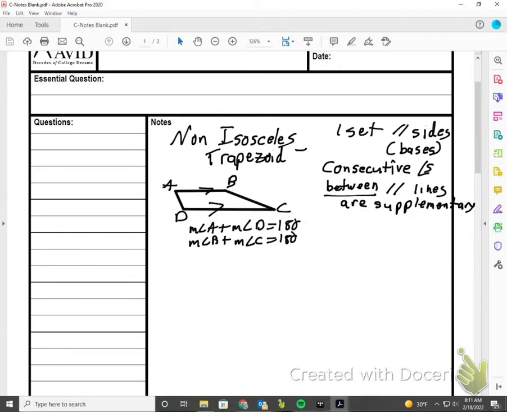Okay, so let's go to these two. So we have non-isosceles trapezoids. It says one set of parallel sides. Those are called the bases. On that diagram, it would be AB and DC. And then consecutive angles, so like angle A and angle D, would be supplementary. And that's just parallel lines with the transversal, so those are just same side interior angles.